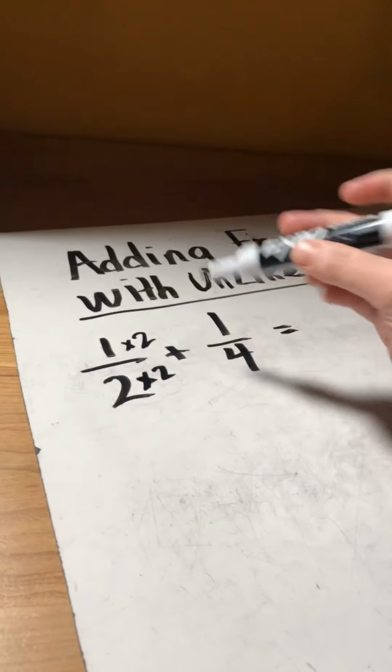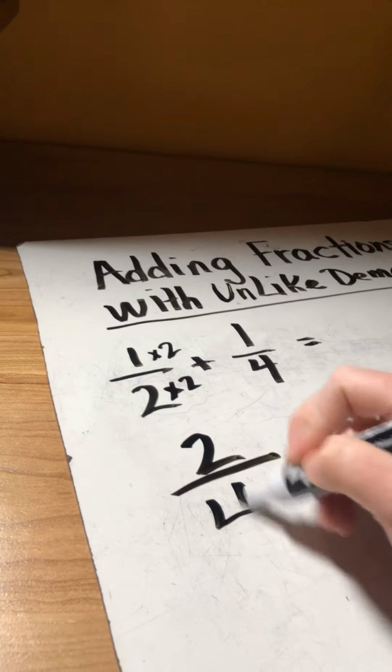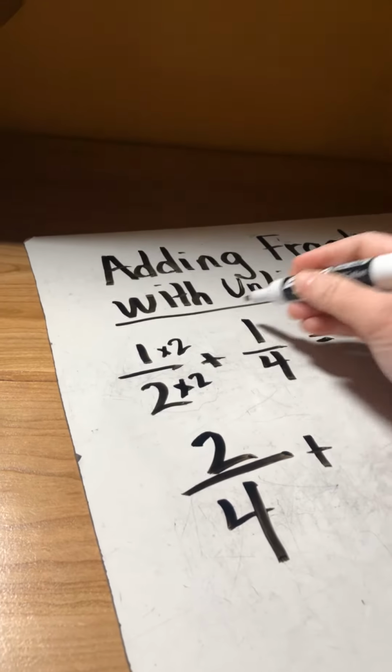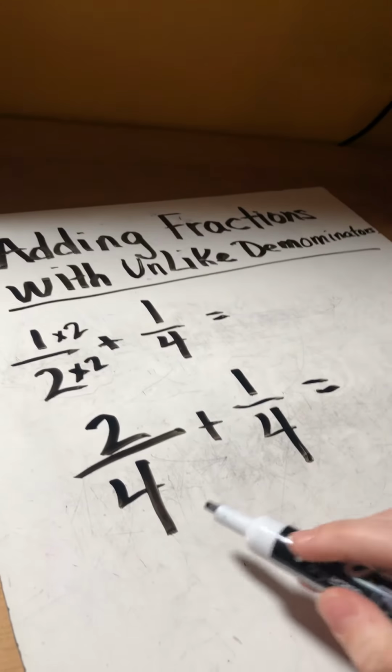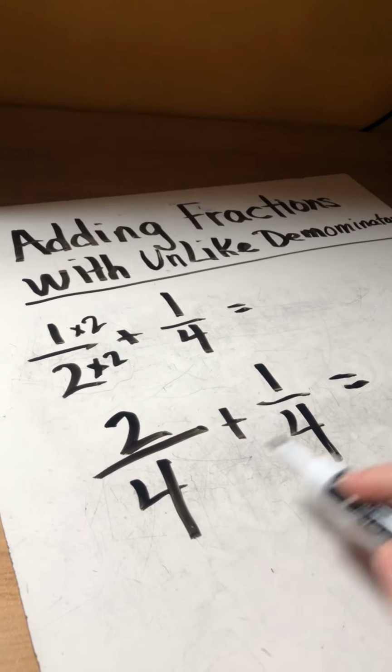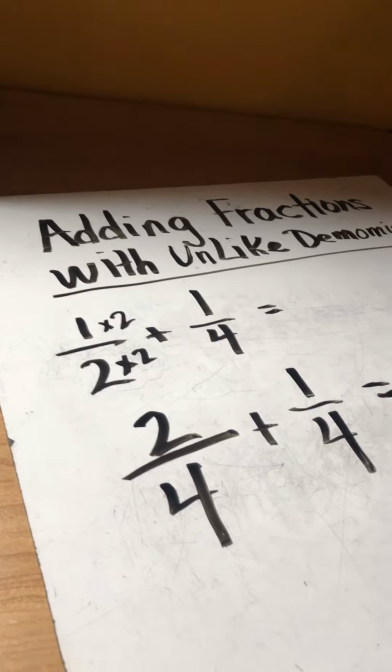So 1 times 2 is 2, and then 2 times 2 is 4. Now we're going to bring this one down because it's the same. We don't have to change anything about it. So now we're going to add. Notice how they are the same denominator. So basically it's like adding fractions with like denominators now.